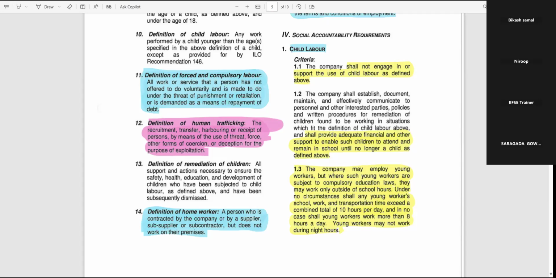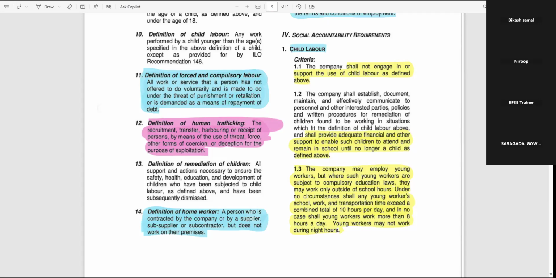And human trafficking, it is nothing but the recruitment or transfer, harboring or receipt of persons by means of use of threat, force, or other forms of coercion or deception for the purpose of exploitation. It is nothing but harassment.